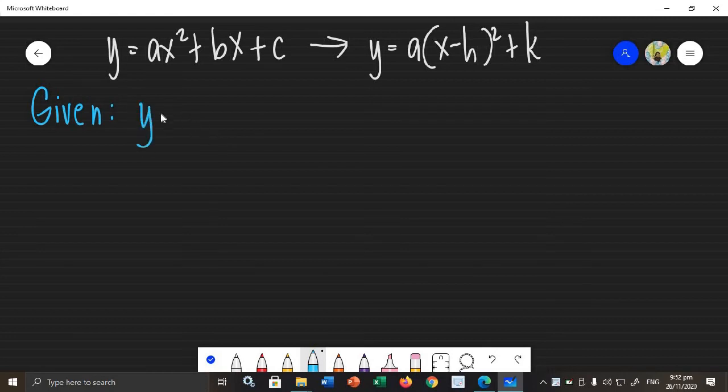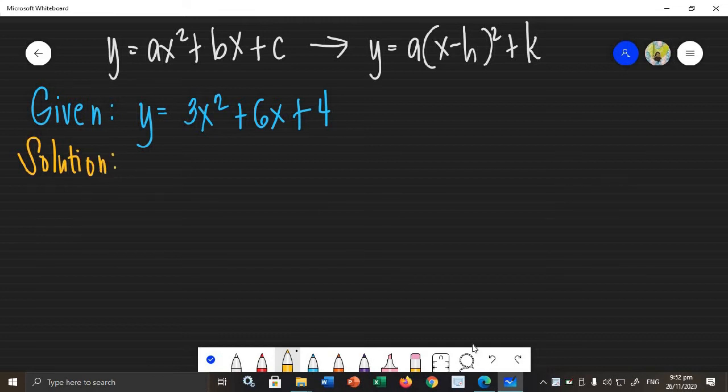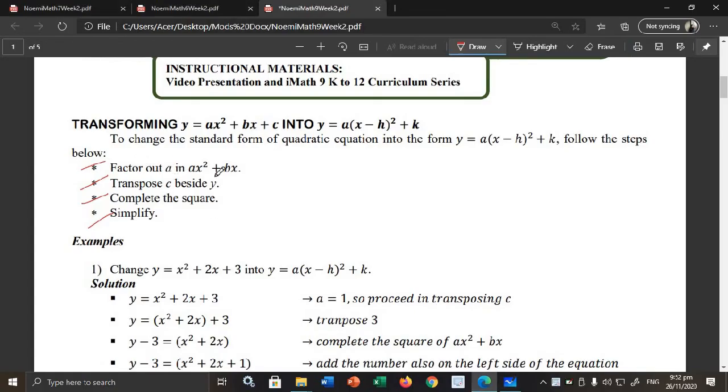So, let's say we have y is equal to 3x squared plus 6x plus 4. And then we need to transform this form into this form of quadratic function. So, let us use, again, the steps. So, the first one is we need to factor out the coefficient of the quadratic term.